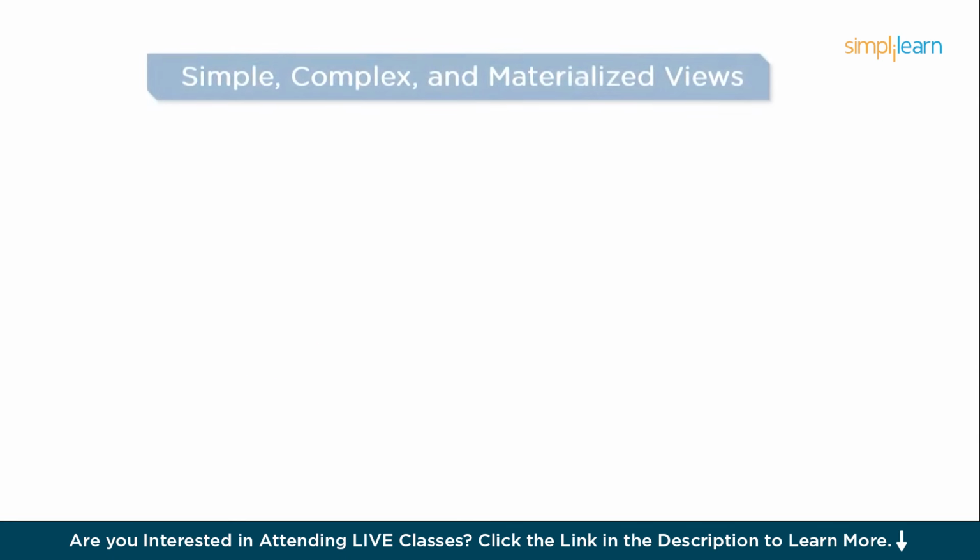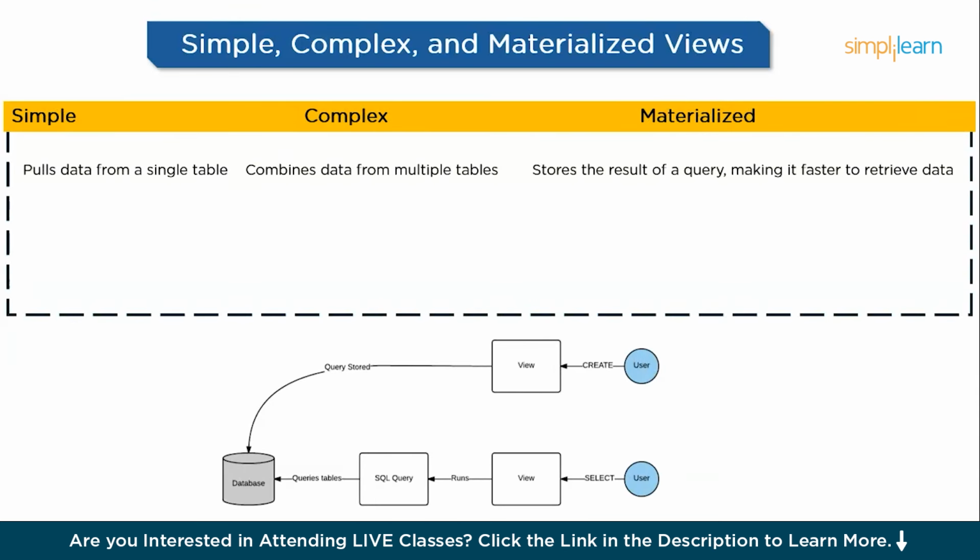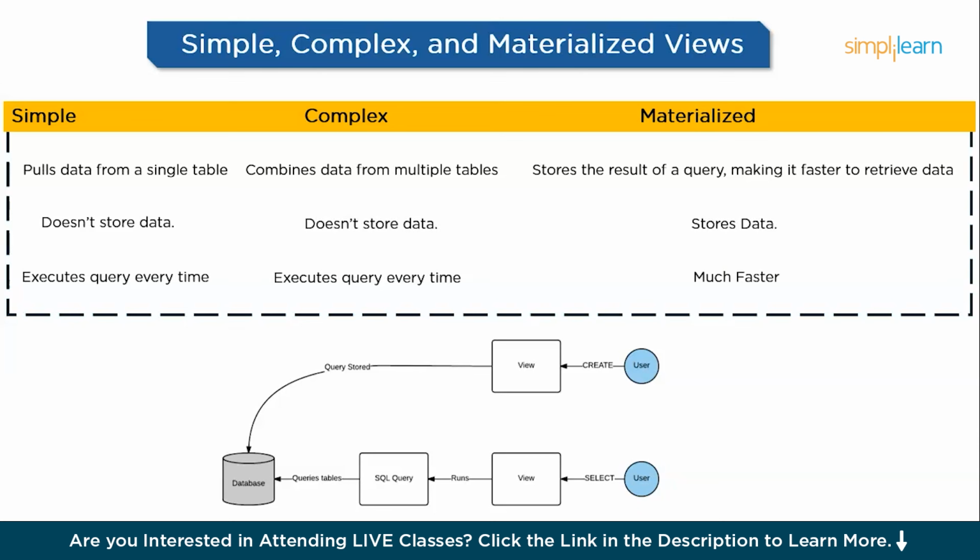So let us now discuss the differences between the simple, complex, and the materialized view. So here's a quick summary of the differences. A simple view pulls data from a single table, no complex logic or joins involved, and it doesn't store data. Performance-wise, it executes the query every time, whereas the complex view combines data from multiple tables using joins, aggregates, or other complex logic, and it doesn't store data, it executes the query every time. And talking about the materialized view, it stores the result of a query, making it faster to retrieve data without running the query again. It also stores data and it is much faster as it uses pre-computed data.